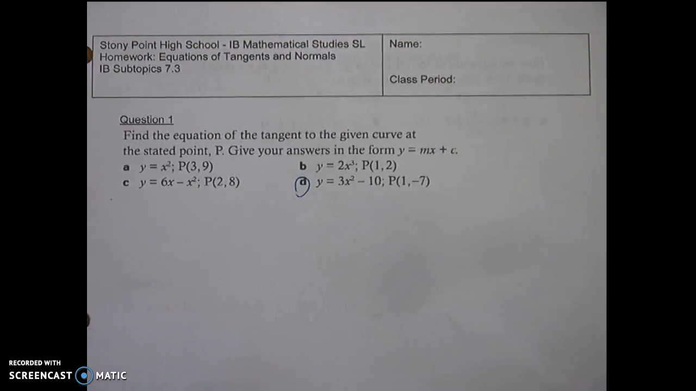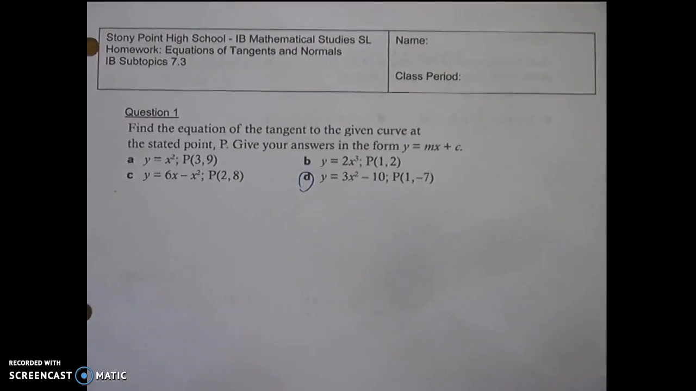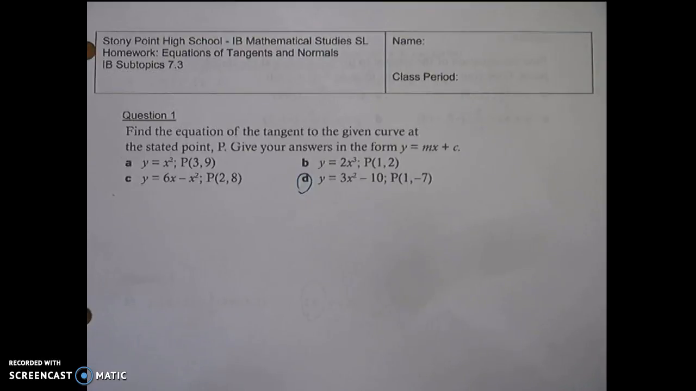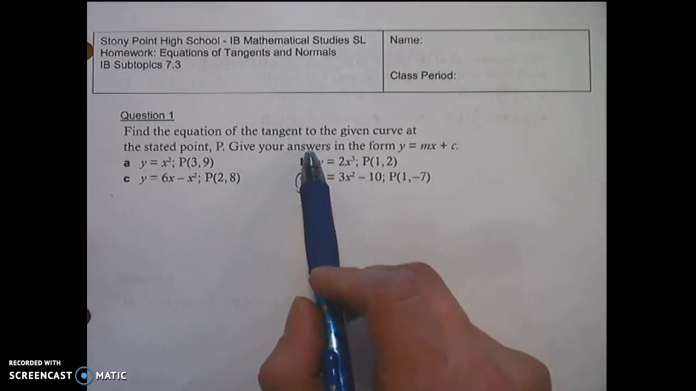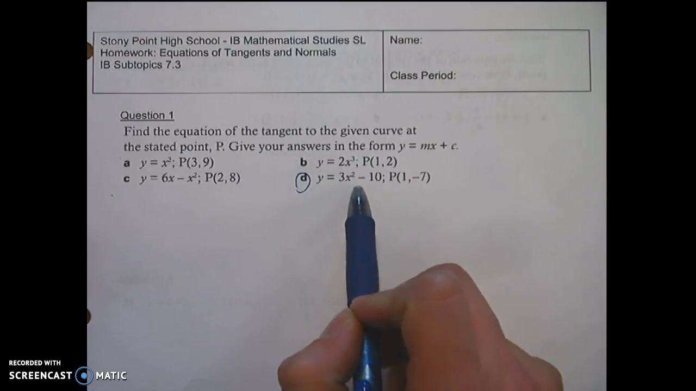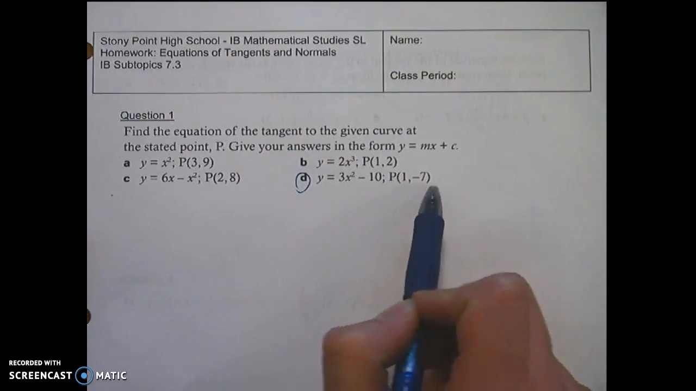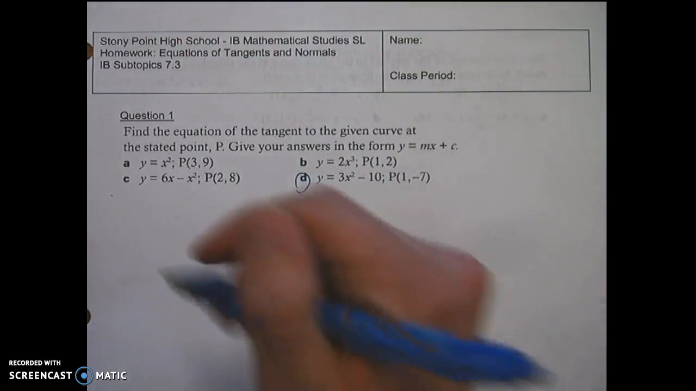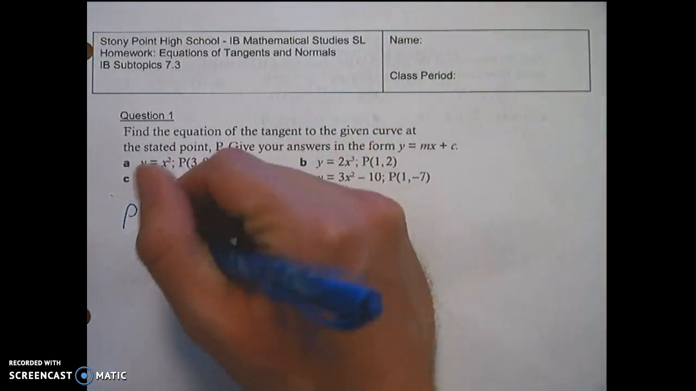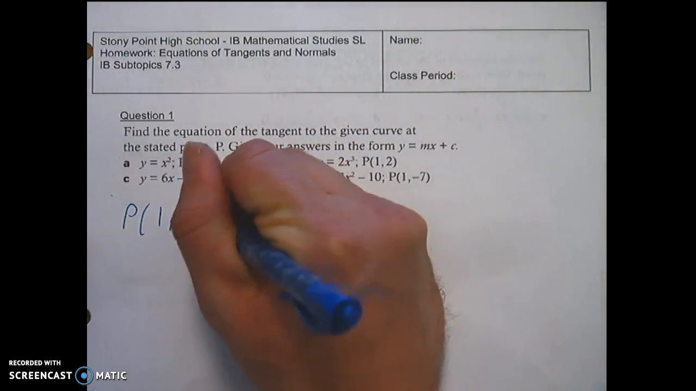This is Mr. Alexander, and today I'm talking to you about finding the equation of tangent lines and normals from a curve. This is a four-step procedure. The first step is always, if we're finding the tangent to this equation, y equals 3x squared minus 10 at the point 1, negative 7, write down that point. So the point is 1, negative 7.